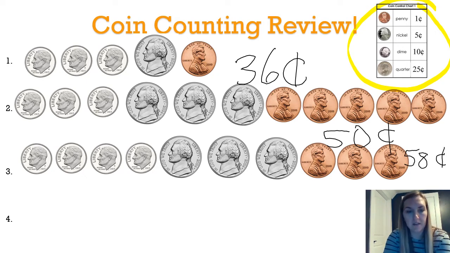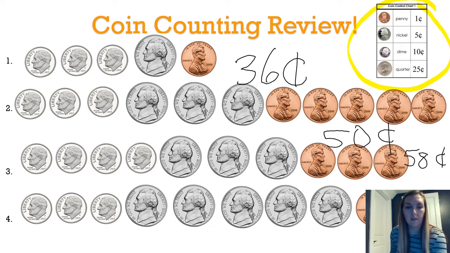And our last practice, counting. We have dimes, nickels, and pennies again. How many dimes are there? 3. How many nickels are there? 4. How many pennies are there? 2. All right, my picture is ready. Oh, I forgot a nickel. Adding that one in really quick.